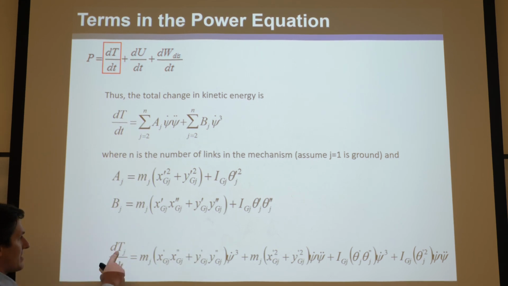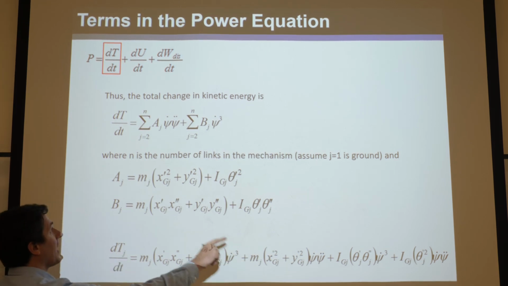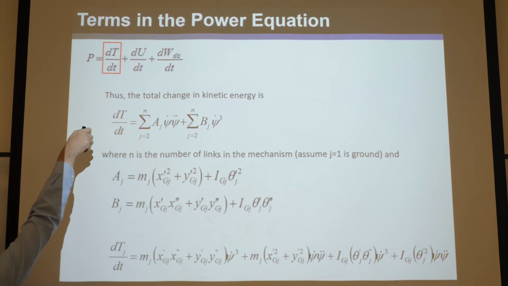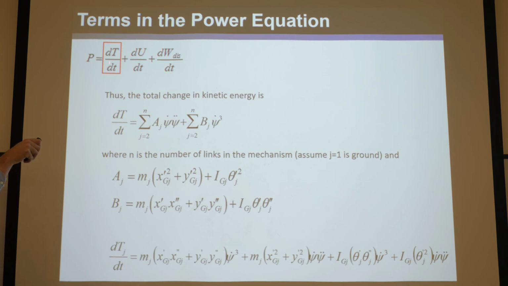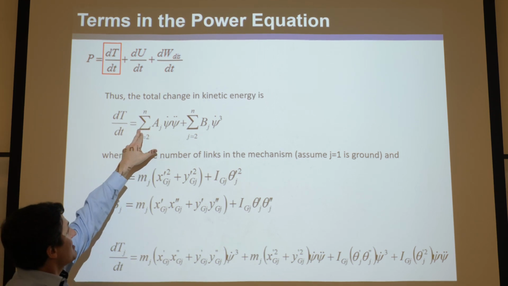Okay, so notice this is just the change in kinetic energy with respect to time of link J. Okay, but this is the total thing in the power equation. This is up there. That's the change in kinetic energy with respect to time for all the links summed together. So that's why here we have these sigmas.